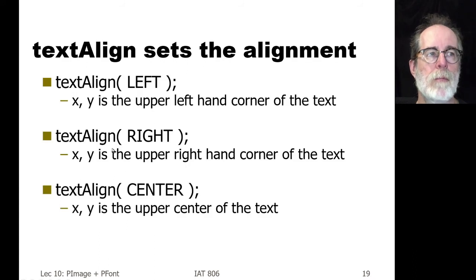So the other thing that you can do with this is you can set the alignment, text align left, right, or center. What that means is how it interprets the X and Y value when you draw text. X, Y is in the upper left, and that's kind of the default. X, Y is in the upper right if you set text align right, and text align center centers it. And so the point that you specify is where the center of the chunk of text is going to be.